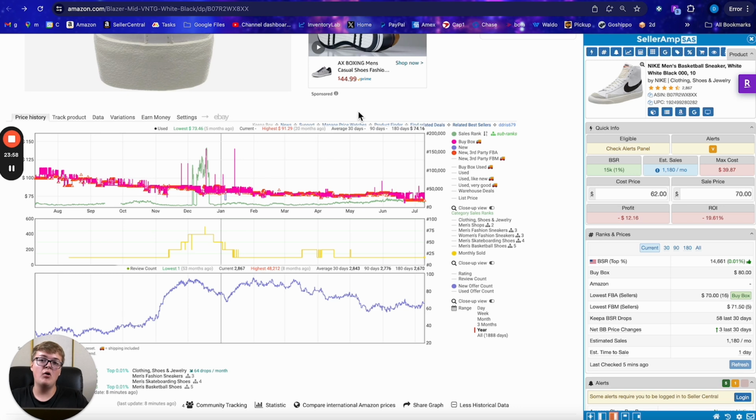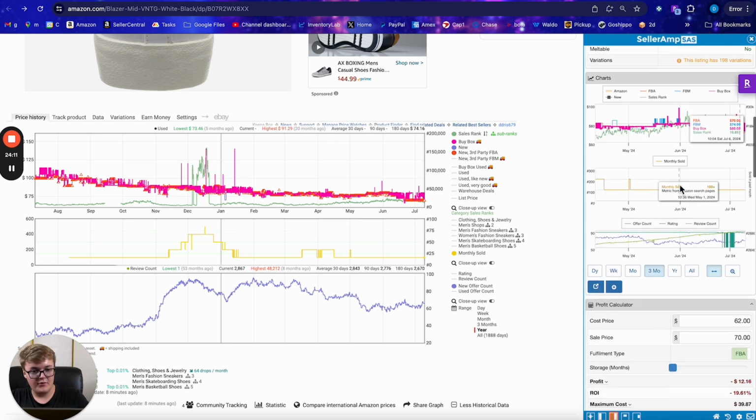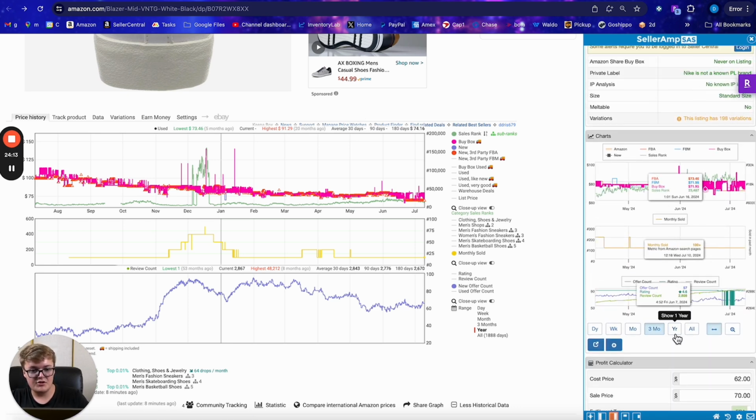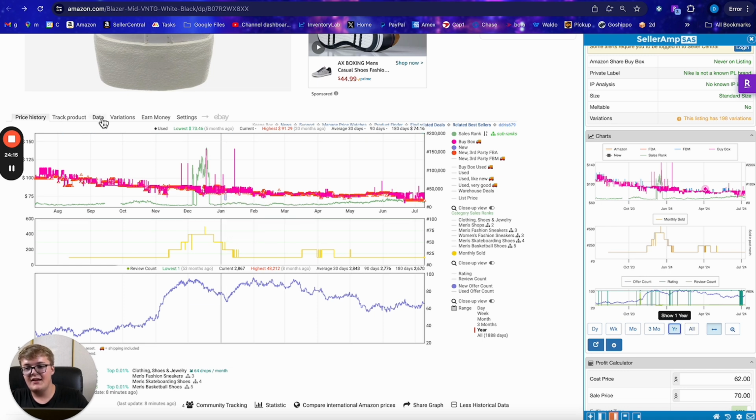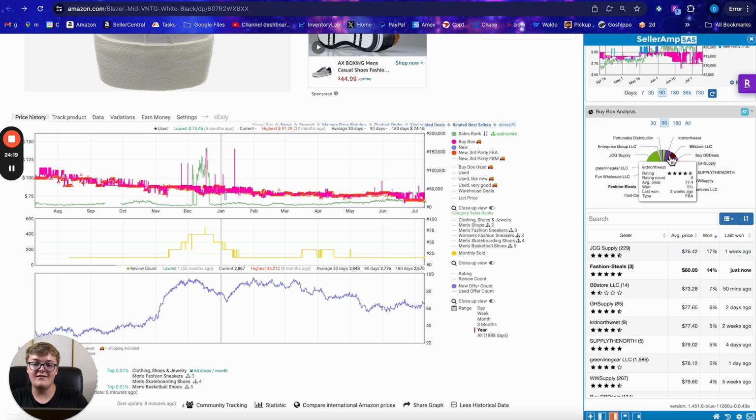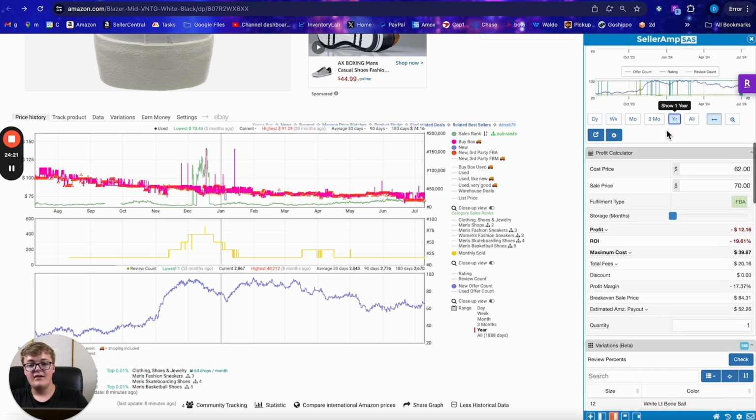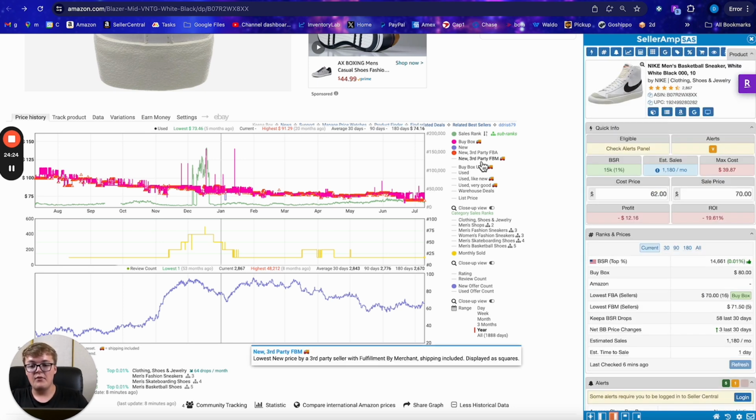Keepa also has a mobile app as well. I prefer to use the SellerAmp because it has the built-in Keepa already and it has the profit calculator. Normal Keepa app does not have the profit calculator, which is a huge L for them. SellerAmp over here also has the Keepa chart as well, but it doesn't have the extra data with the Buybox Statistics, or actually it does have the Buybox Statistics. It doesn't have the offers and a couple of other things that are important to Keepa. So the two softwares that you need to get started on Amazon, Keepa and SellerAmp.